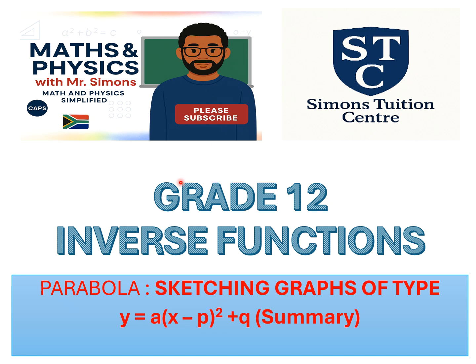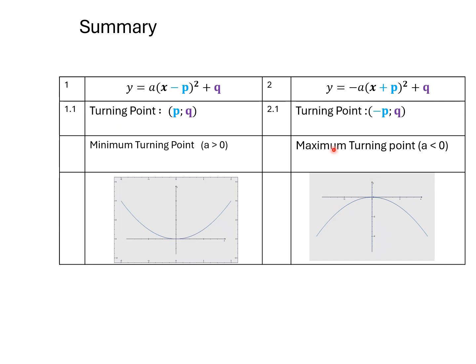Today is grade 12 inverse functions lesson. We're just looking at parabolas of the type where we give you y equals a(x minus p) squared plus q. Again, we're just doing a summary where, in short, we've given you a turning point. From that equation, I need to know what my turning point is. The negative p always changes, it becomes positive p, and q stays as it is.